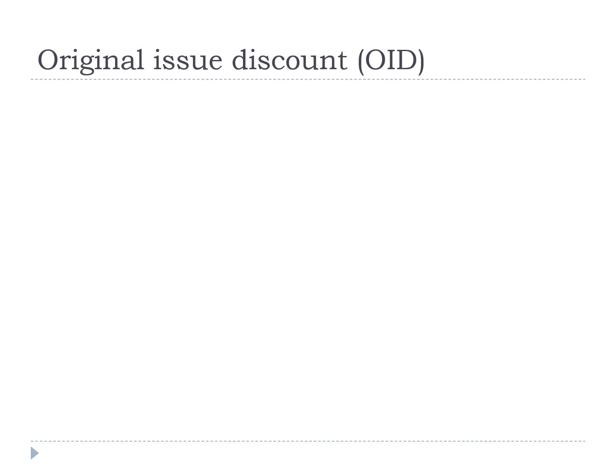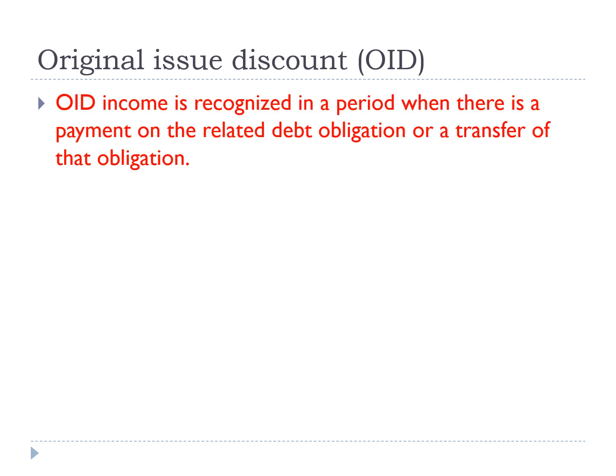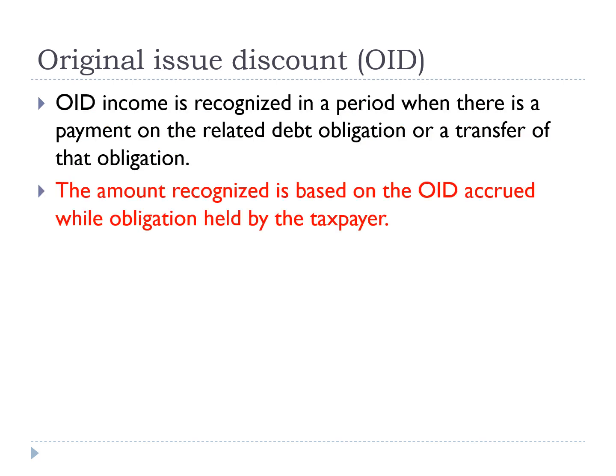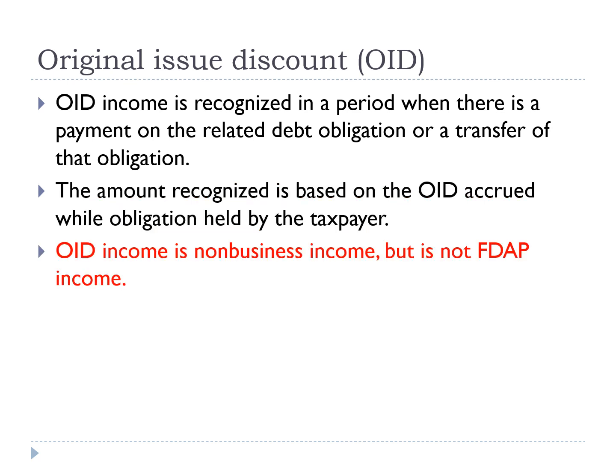Original issue discount, or OID, is taxed in a manner similar to interest income, but is subject to special rules. OID income is recognized in a period when there is a payment on the related debt or a transfer of the obligation. The amount recognized is based on the OID accrued while the instrument is held by the taxpayer. The income recognized is taxed as non-business income, but is not included within FDAP income.